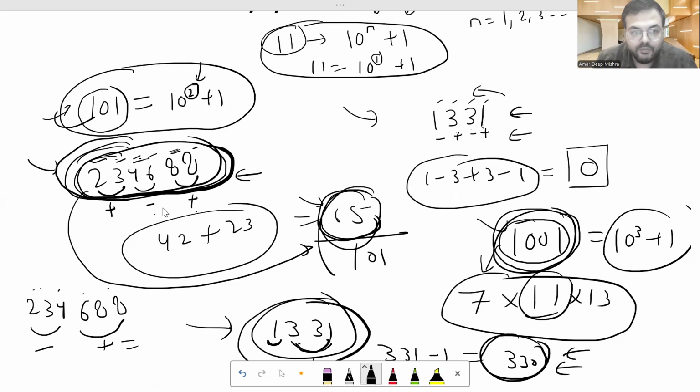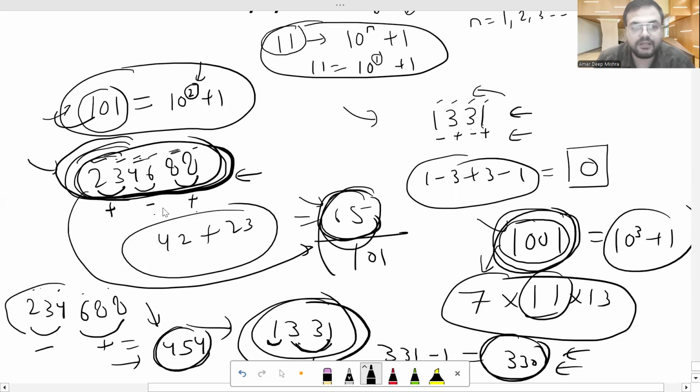What value will come? 4, 5, 4. Now check whether this number is divisible by 11 or not. You can see here, this number is not divisible by 11. Hence, this entire number is not divisible by 11. So what I am telling you here is the divisibility rule of 1001 is applicable for the divisibility rule of 11 also. So please keep in mind.